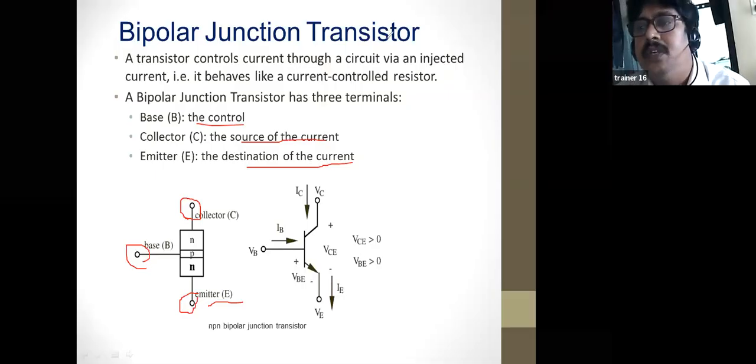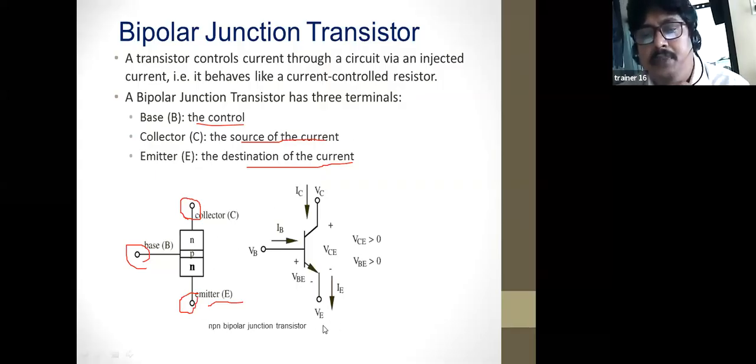Here, if you see clearly, the transistor controls the current through a circuit. What I said is that the diode also can regulate the current or the voltage, whereas in this transistor also it controls the current through a circuit via an injected current. That is, it behaves like a current controlled resistor. In other words, we can also call it a resistor. That means this resistor controls the current flow, the flow of electrons.